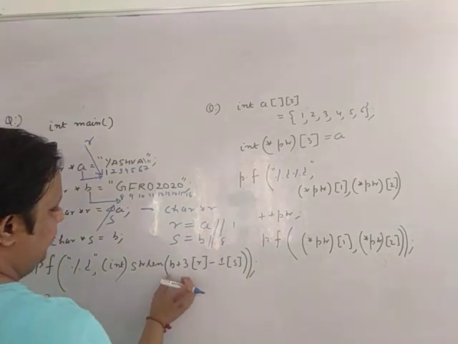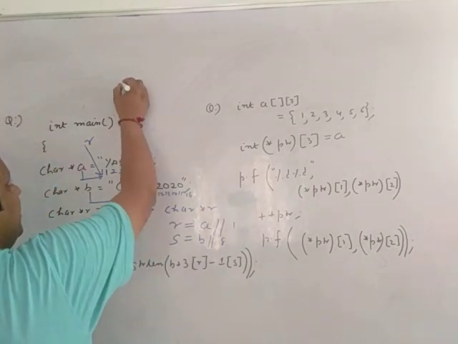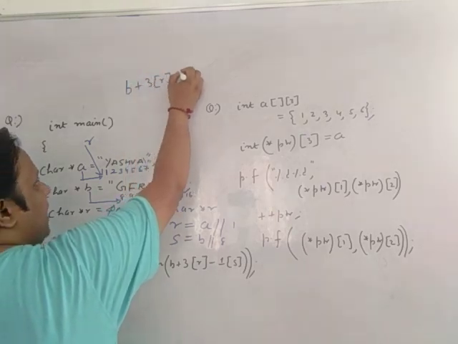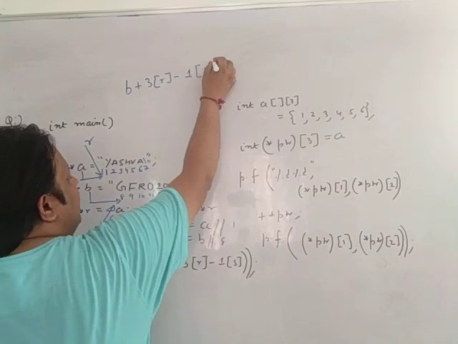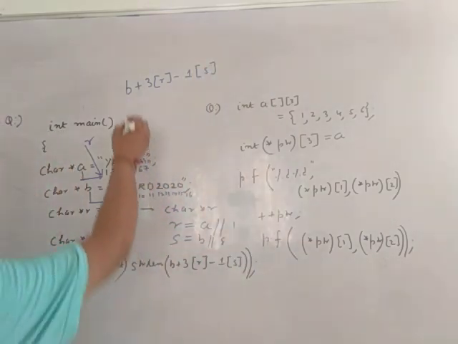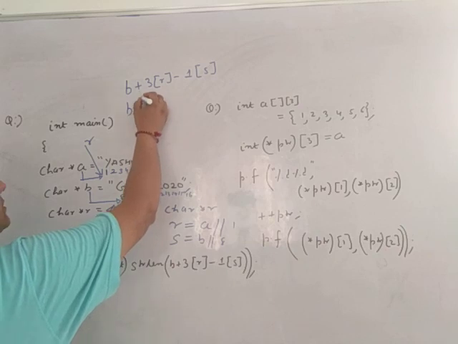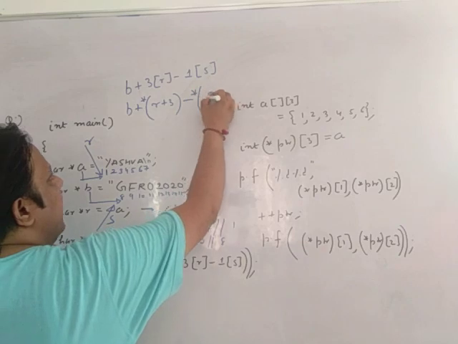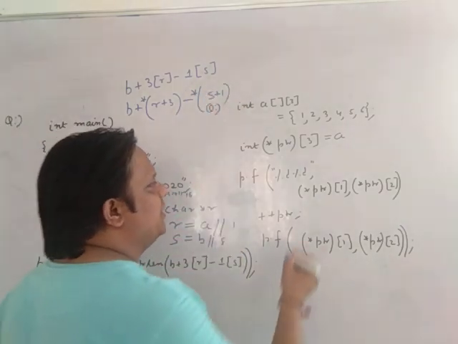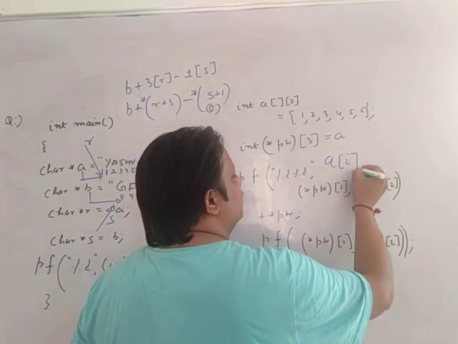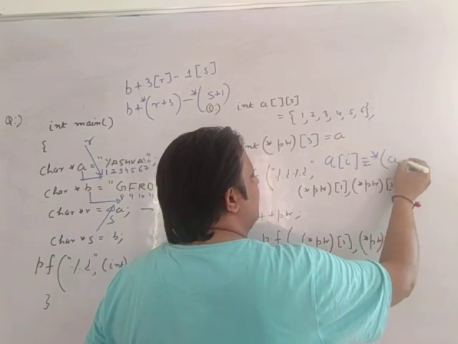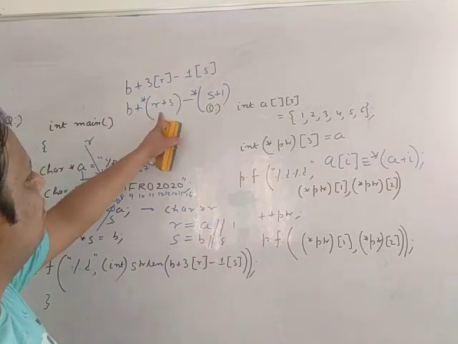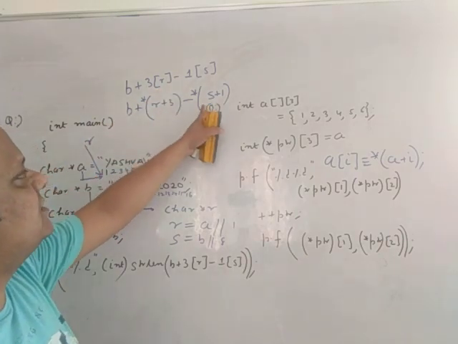Now strlen(B + 3[R] - 1[S]). Now this is important. Can you write this as B plus *(R + 3) minus *(S + 1)? Because as I already told you, A[I] is equivalent to *(A + I). So 3[R] I can write as *(R + 3), and 1[S] I can write as *(S + 1).